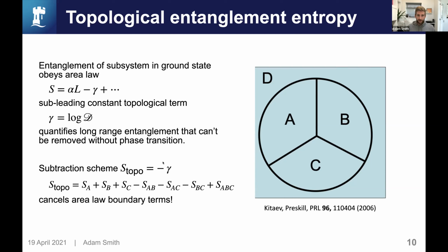Now, the way to actually extract this universal part is to cancel all of the non-universal parts. There were a couple of papers, Kitaev and Preskill, and there's also a paper by Xiao-Gang Wen, that showed that you can partition your system into 3 parts, and by cleverly adding and subtracting the entanglement entropies, you're left with just this universal piece. If you look at this picture, A, B, C are your 3 partitions. You add up in this way, and you'll find that each of the boundaries appears an equal number of times with positive and negative signs. So all of the boundaries in this picture will cancel, and all you'll be left with is this gamma. So that's the idea.